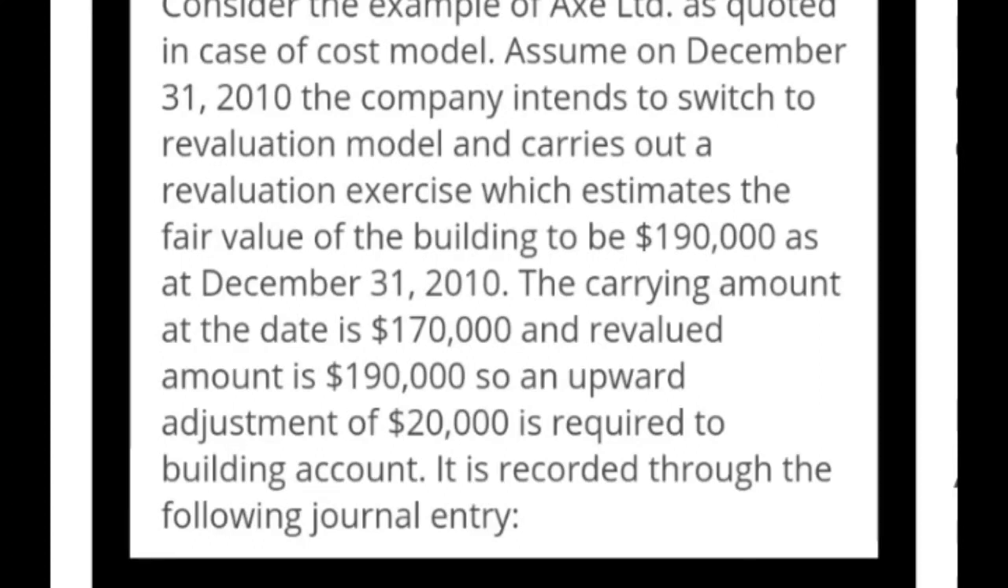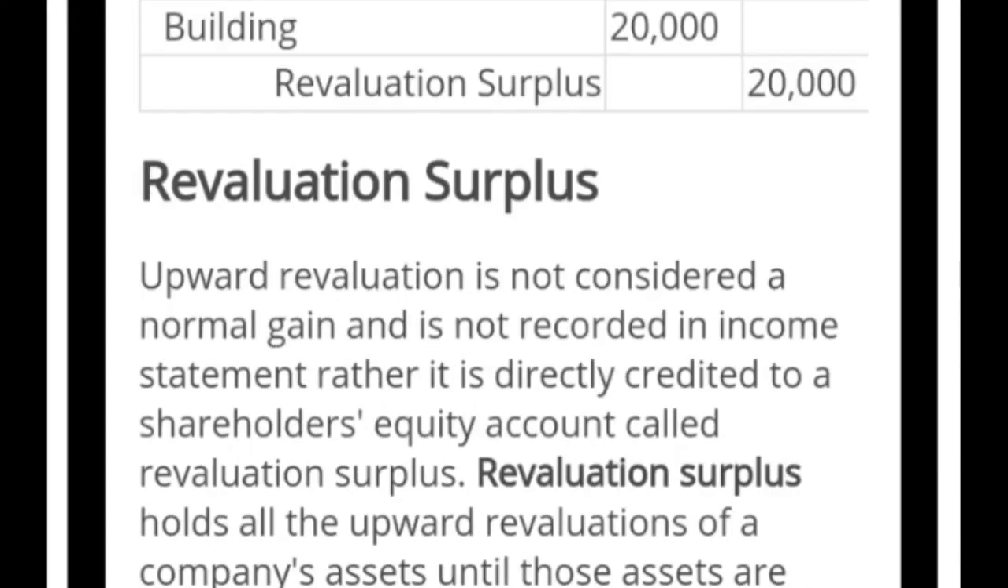So what shall be the treatment of this, and what shall be the entry? Now let us take a look. The entry to record this is building debit, as there is an increase in the value of the building. So the asset shall be increased and it shall be debited. So building debit and revaluation surplus shall be credited. Now you must note that revaluation surplus is a part of equity as well, so it shall not be taken as a normal gain.